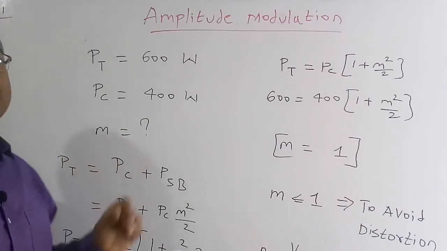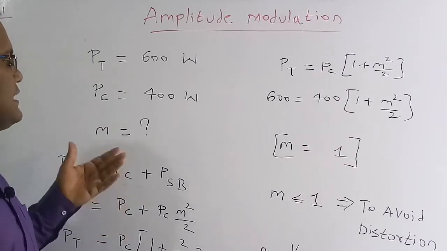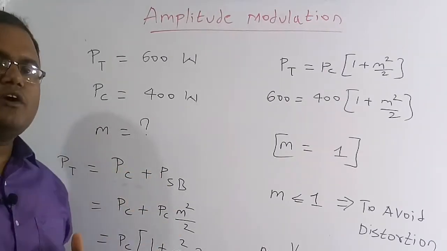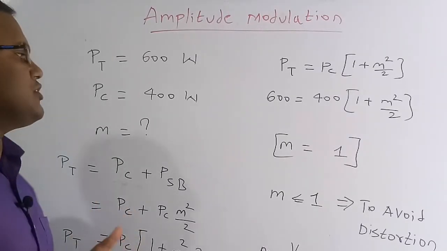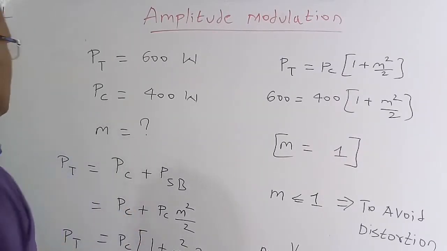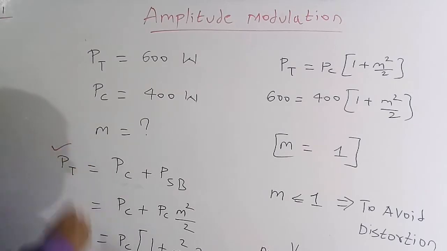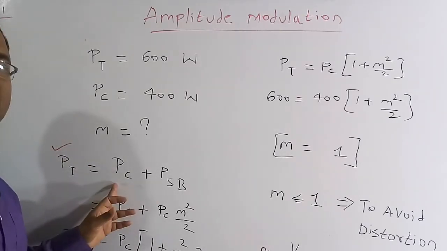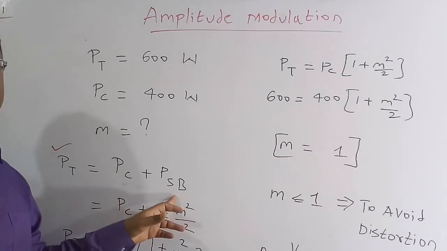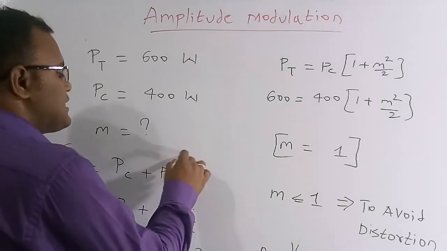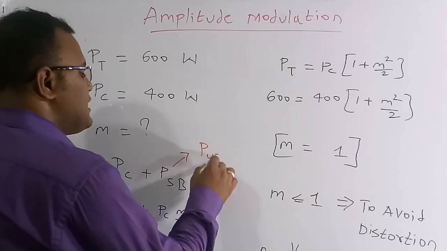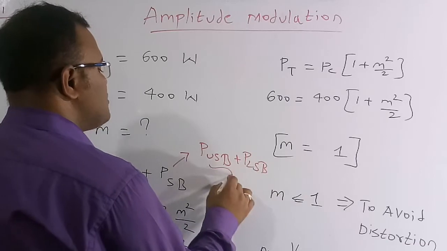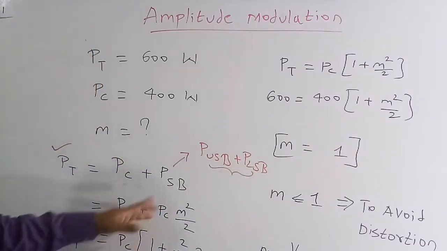M is called the modulation index. It is also called the depth of modulation or the modulation factor. The total power carried by the signal is the summation of the carrier power of the carrier wave and also the sidebands. The power of the sideband consists of the power of the upper sideband plus the power of the lower sideband. The combination of these two is called the power in the sidebands.